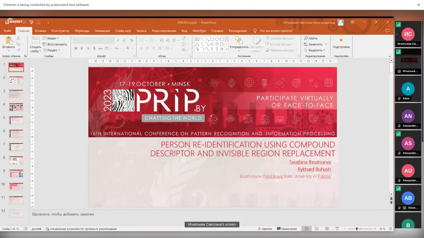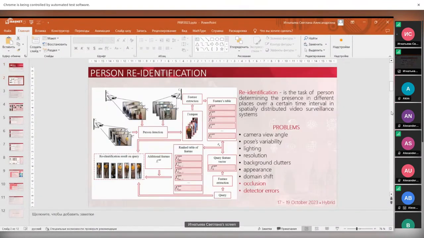Hello, my name is Svetlana Ignatieva and I present person identification using a compound descriptor and invisible regions replacement. Person identification is the task of determining a person's presence in different places over a certain time interval in spatially distributed video surveillance systems. On the slide, you can see the general scheme of a person identification system. Sequences from several CCTV cameras are divided into frames. On each frame, persons are detected and bounding boxes are formed. Features are extracted from the query image and compared with the features of images from the gallery, and at the system output, we have the re-identification result.